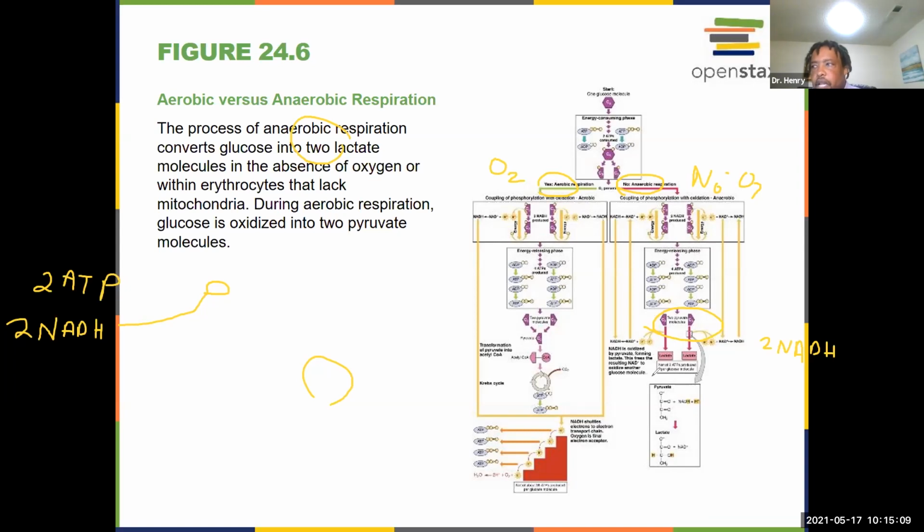But these lactate molecules are not able to get into the Krebs cycle. They're not able to be utilized, and so then all you get in that case is lactate. Okay, so are you with me so far? Yes.